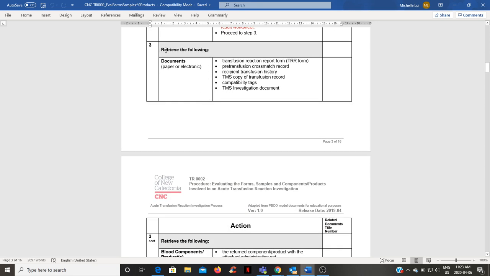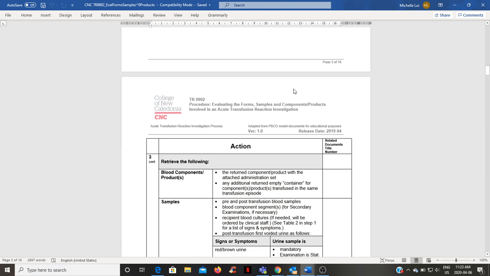So number 3, retrieve the following. We've got documents. So this means our worksheet document, everything attached to the unit, TMS copy of transfusion record. This would be if in our lab they had been transfused before. Usually in most labs this is now on the lab information system as an electronic record, but some labs might still have a paper record that you need to check. So that's important. Pre-transfusion cross-match records, so the work that was done before, and the report form.